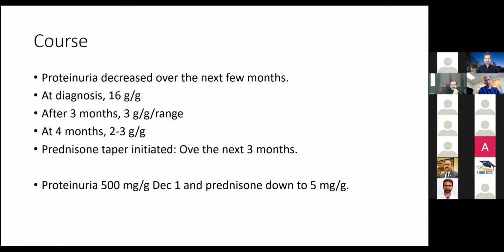So what would you guys call this? Complete remission, partial remission, happy with this, not happy with this? What are we looking at here?